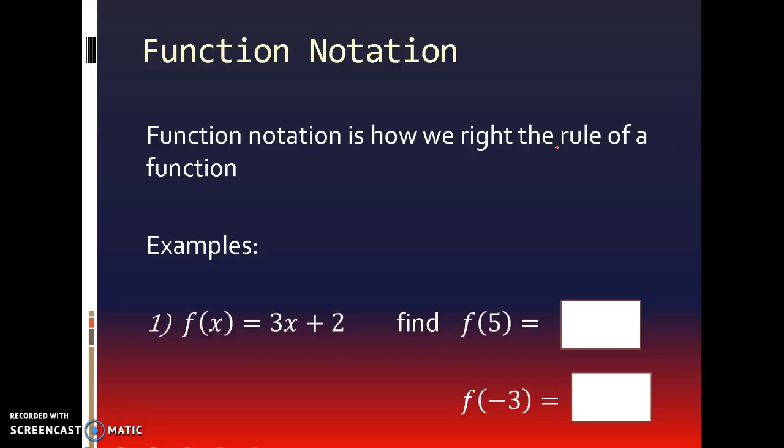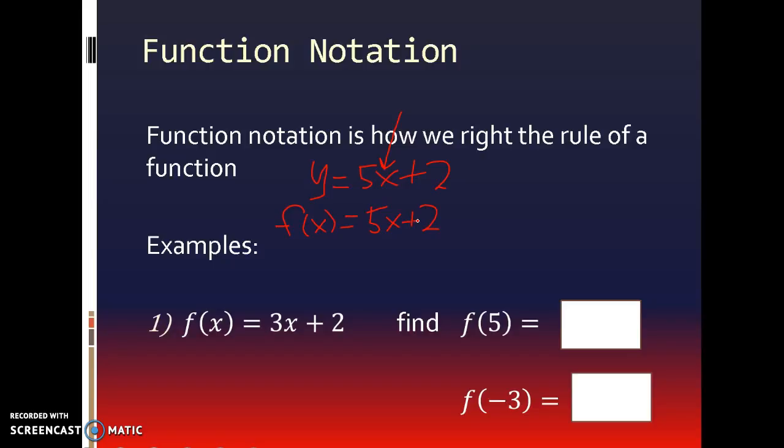Function notation is how we write the rule of a function. You know how we've written equations before where it's y equals maybe like 5x plus 2. Well, the input is the x values and the output is the y values. But in function notation, we express the y as f of x. In other words, it's a function in terms of x, where the rule is you take x, multiply it times 5, and add 2.